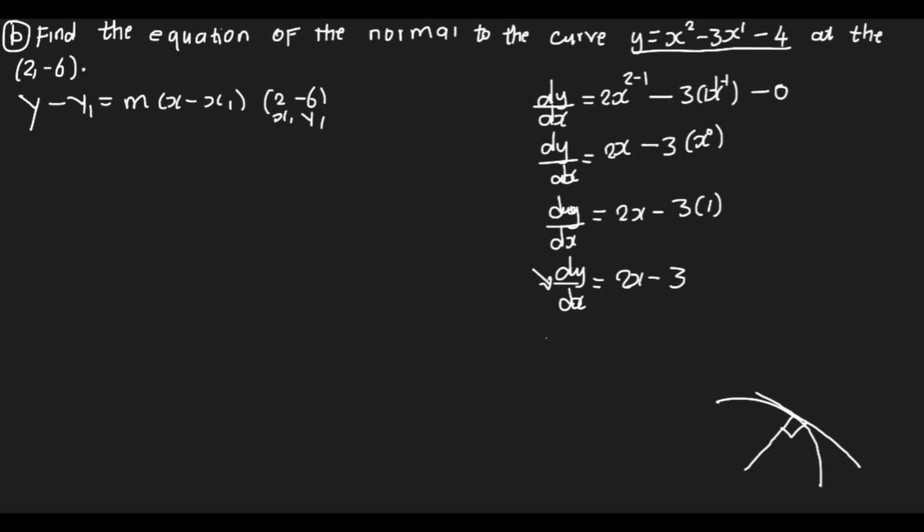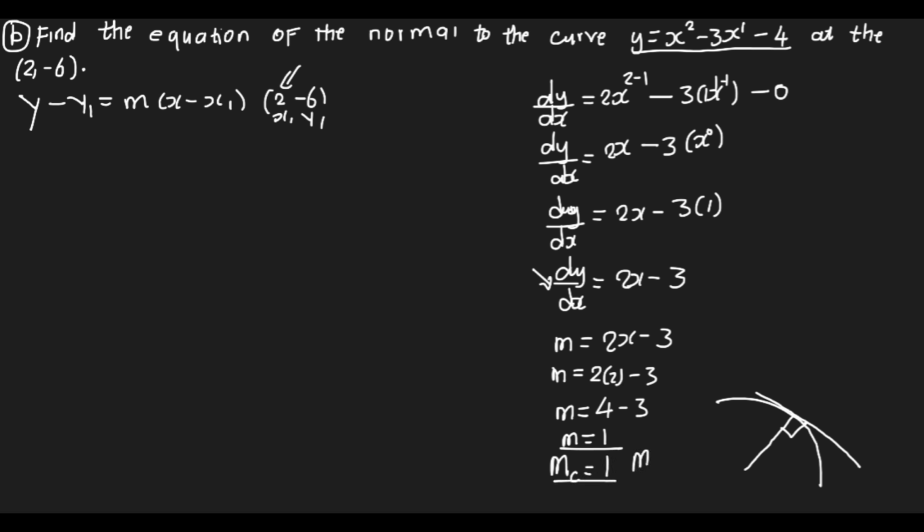Now where there is dy over dx, we substitute with m for gradient. So 2x minus 3. From the point of contact, we get the x coordinate to find the actual gradient. So we have 2 times 2 minus 3. So 2 times 2 is 4 minus 3. So our final answer is 1. So the gradient of the curve is 1. The gradient of the tangent is also 1. So remember, the gradient of the curve is equal to the gradient of the tangent.